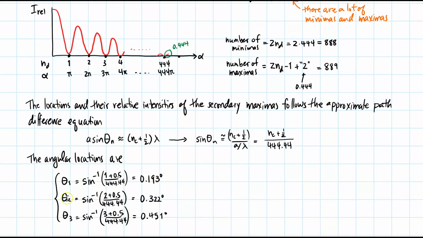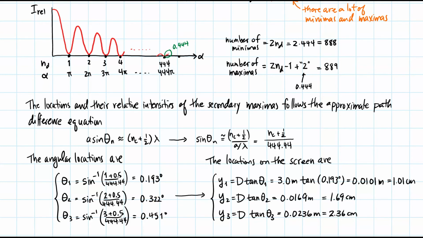If I replace the 1 with 2 and 3 for theta 2 and theta 3, I get 0.322 degrees and 0.541 degrees. The locations on the screen are given by y equals D tan theta. So for y1 and theta 1, I get a distance of 1.01 centimeters. For y2, I get 1.69 centimeters. For y3, I get 2.36 centimeters.